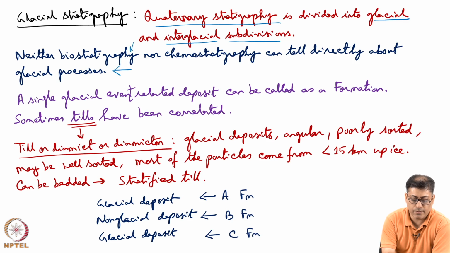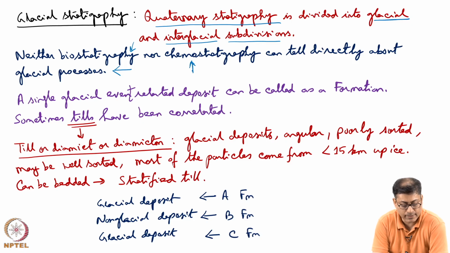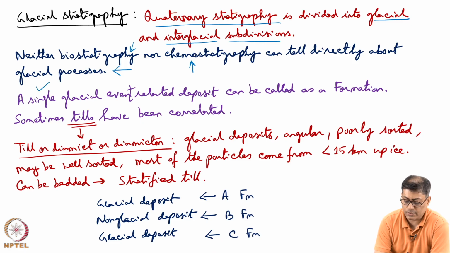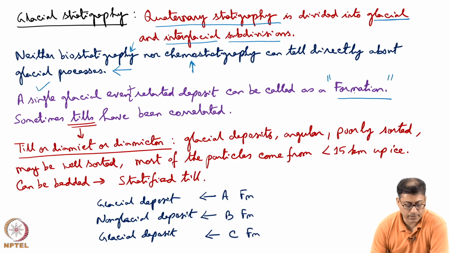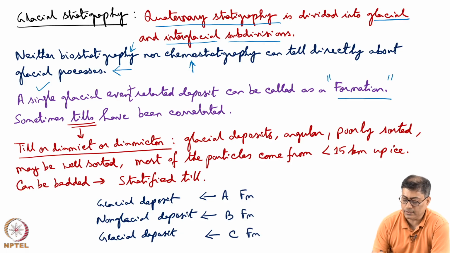Fossils can be studied, rocks can be analyzed for their chemistry, but a very direct link between biostratigraphy, chemostratigraphy and the glacial process does not exist. A single glacial event related deposit can be called a formation. That means a lithostratigraphic term can be used to describe a single glacial event related deposit.